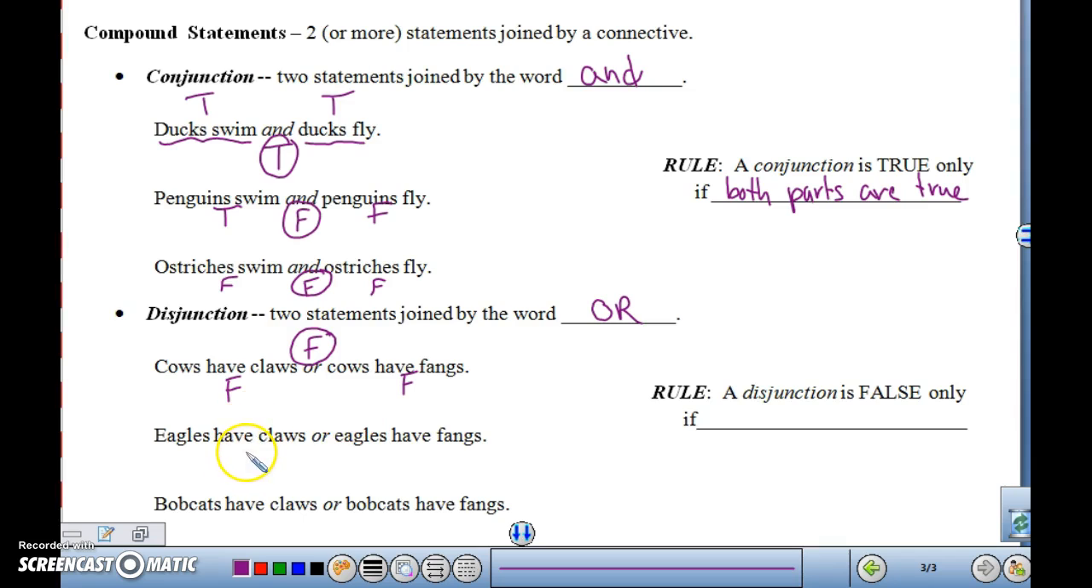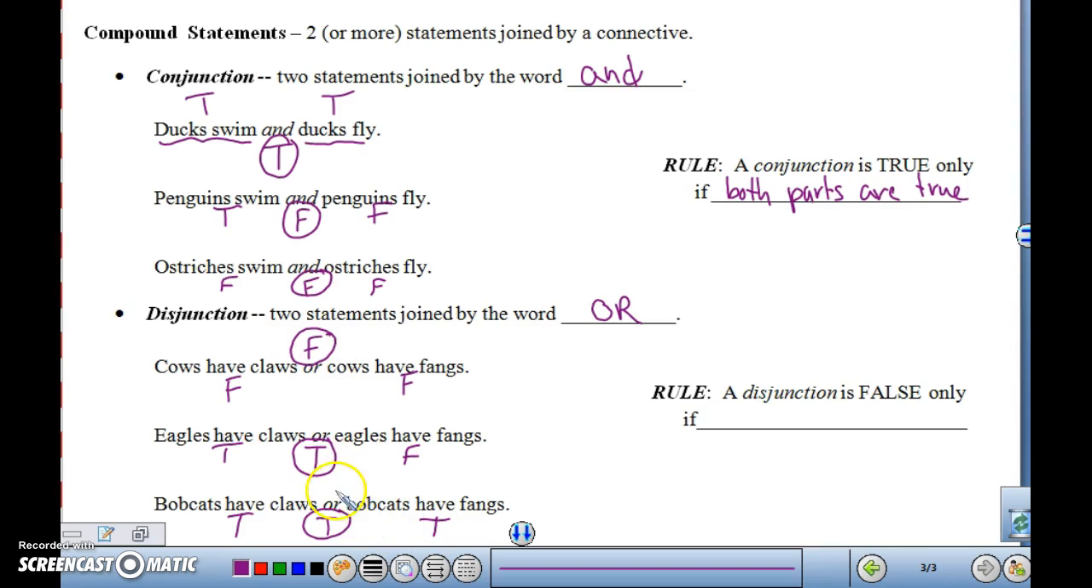Now, what about eagles have claws or eagles have fangs? Well, we do know that eagles have claws. That's true. But do eagles have fangs? No, we don't think so. But what if I said to you either eagles have claws or fangs? Well, yeah, that's true because they do have claws. So that statement would actually be true. How about bobcats? Bobcats have claws. That's true. Or bobcats have fangs. That's also true. So overall, this statement would be true. I can say bobcats either have claws or fangs, and I would still be making a true statement.